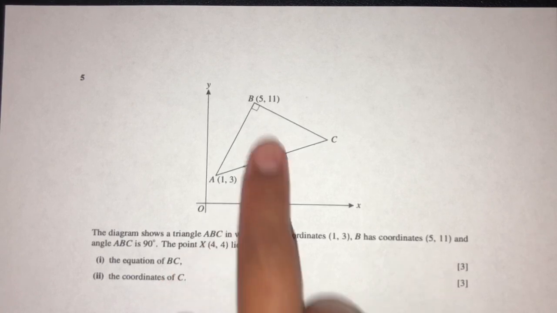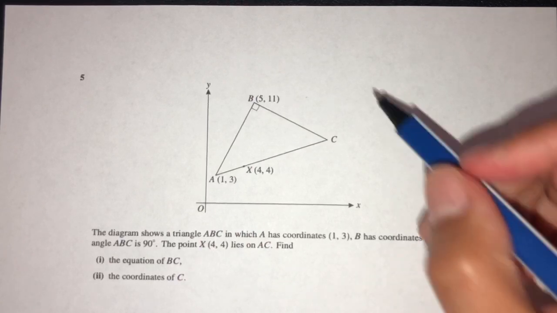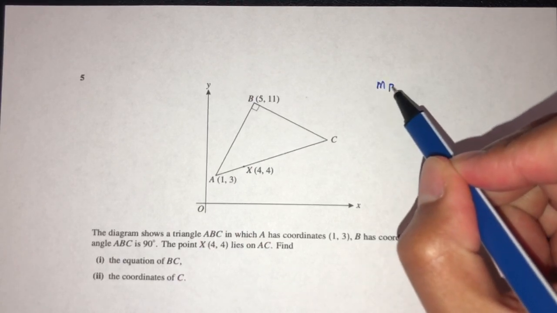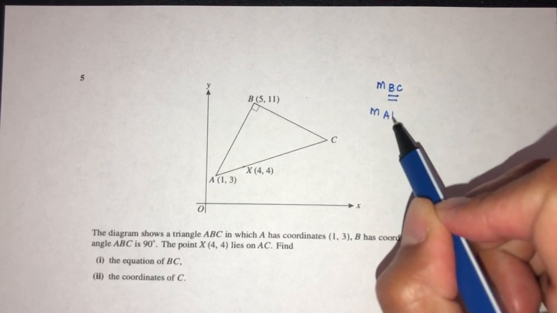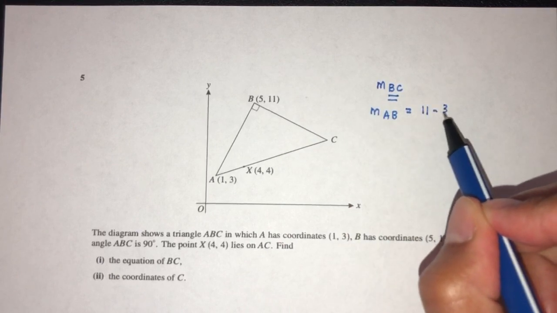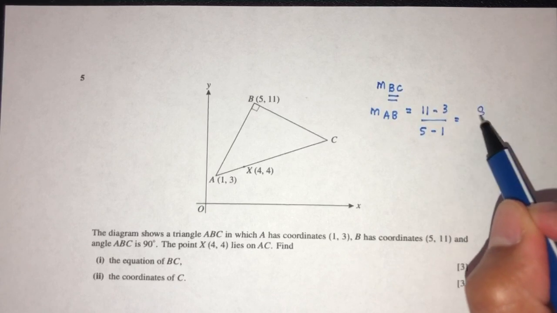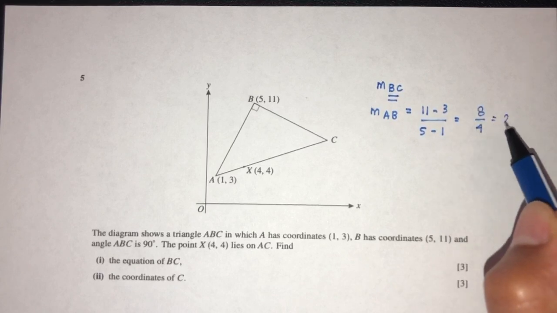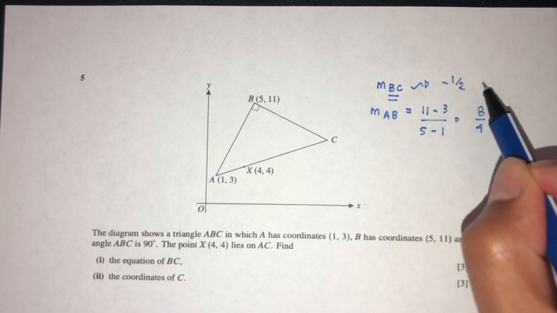So pretty easy. BC is a straight line. We have to find the gradient first. What is the gradient of BC? So to find this, we must first find the gradient of AB, right? That should be y2 minus y1 over x2 minus x1. That should be 8 over 4, and that should be the value of 2. Hence, the gradient of BC will be minus half.